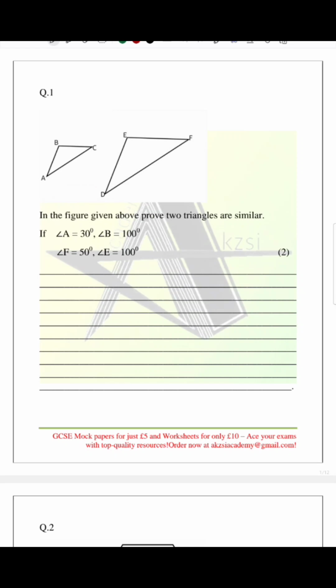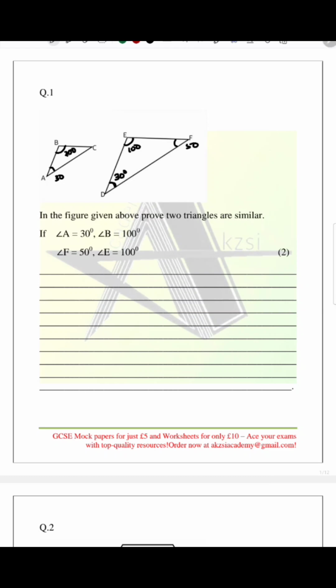First thing is we have to see what values are given. Angle A is given as 30 degrees. Angle B is given as 100 degrees. Angle F is equal to 50, and angle E is equal to 100. This is 30. If I apply the angle sum property, 100 plus 50, the third angle is going to be 180 minus 150, because the sum of all the angles of a triangle is always 180 degrees. So this will give you 30 degrees.